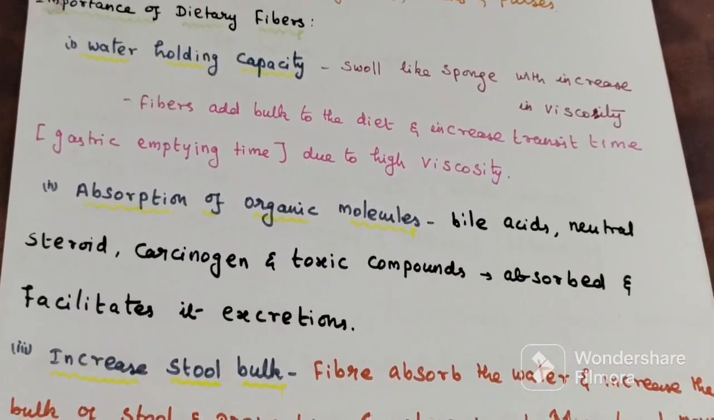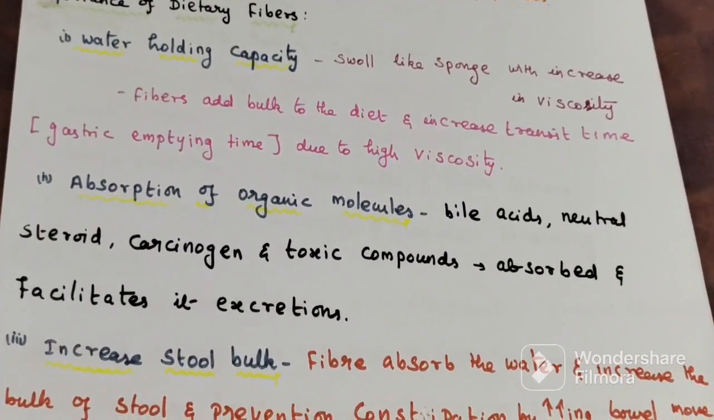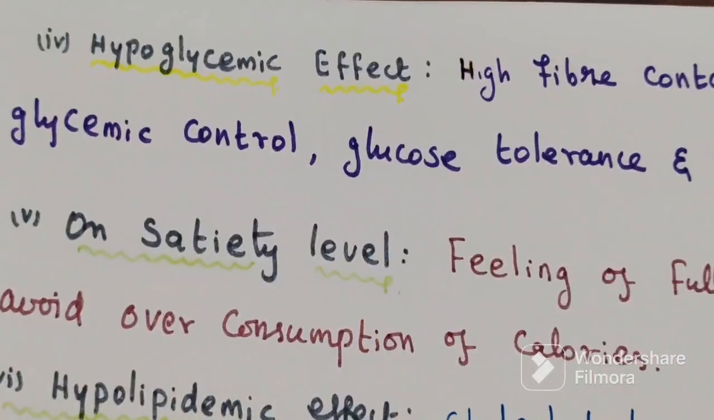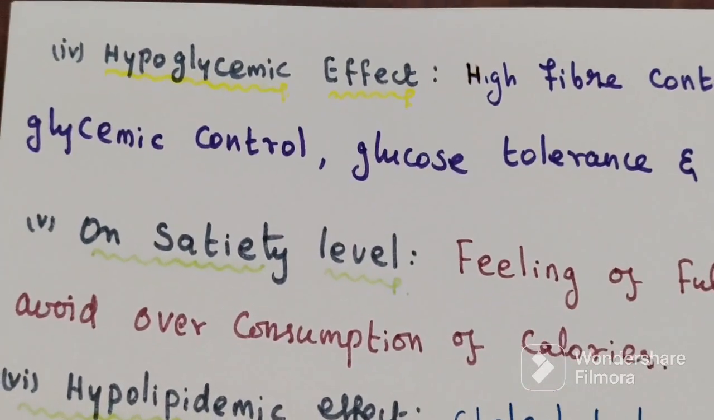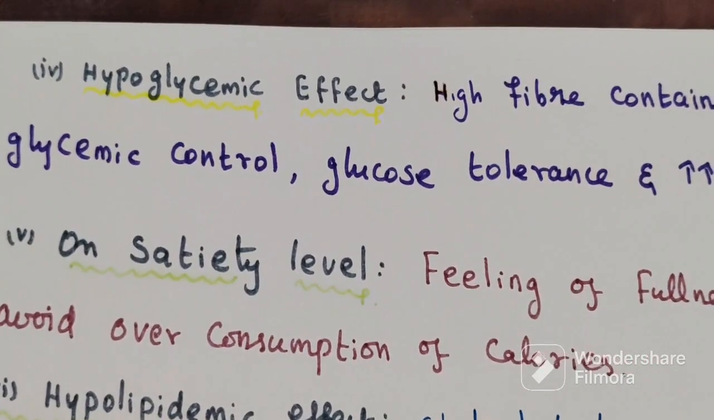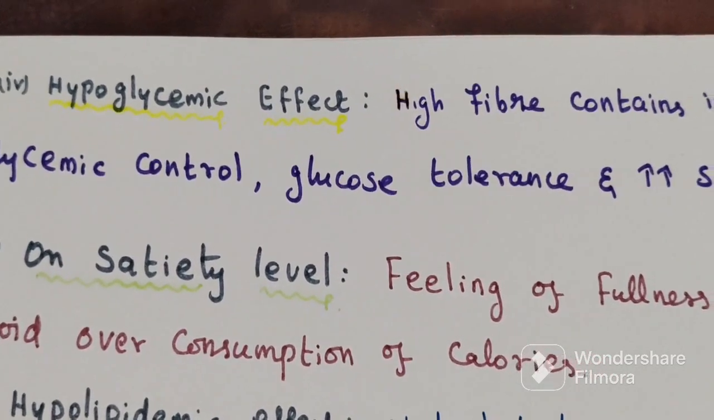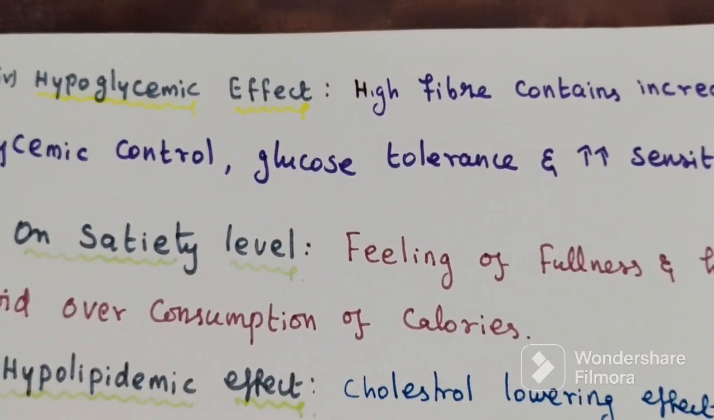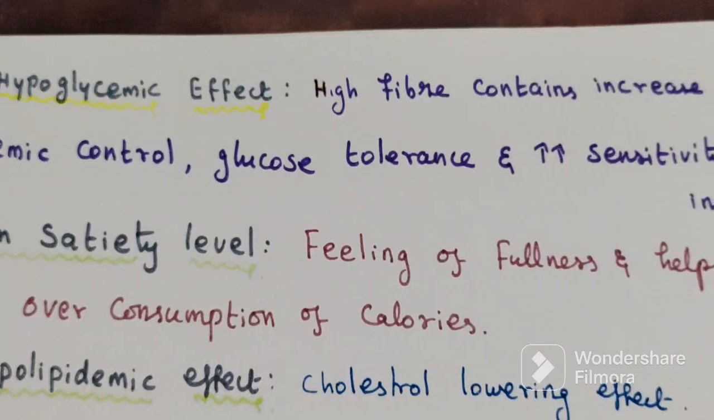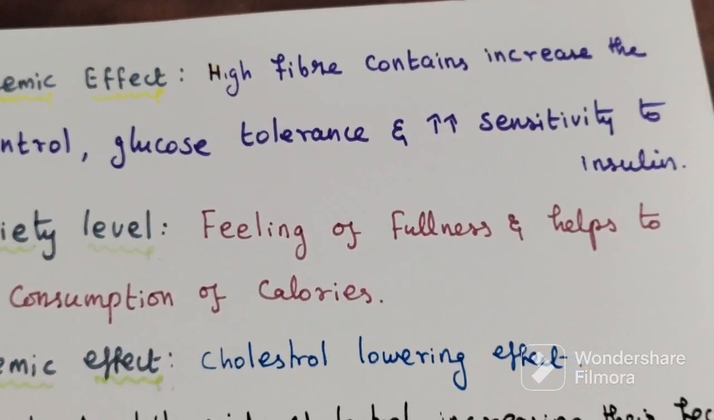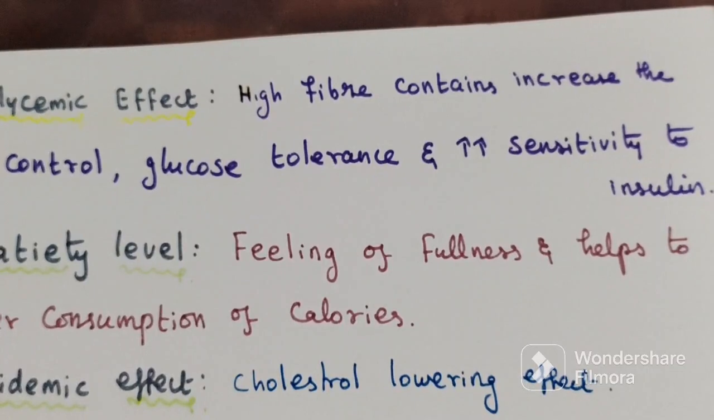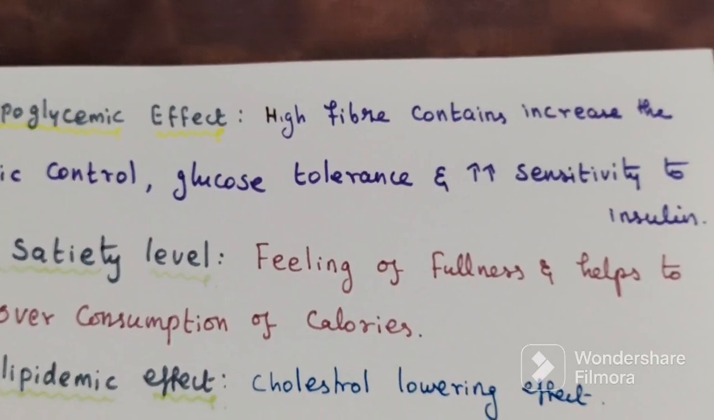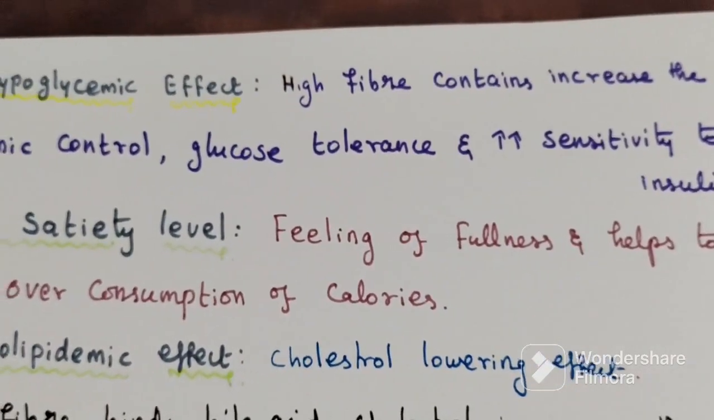First one is water holding capacity. Second one is it can absorb organic molecules. Third one is increasing stool bulk. Fourth important one is the hypoglycemic effect of fiber. A high fiber diet increases glycemic control, glucose tolerance and sensitivity to insulin.